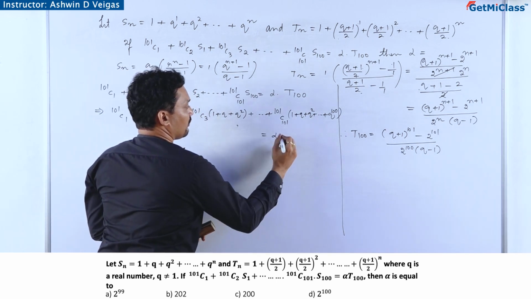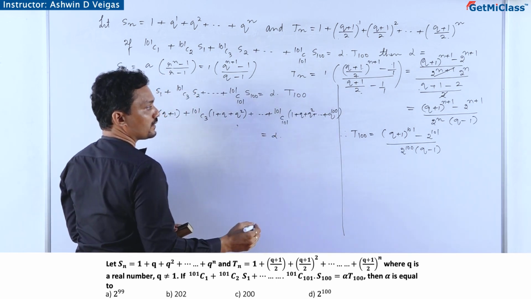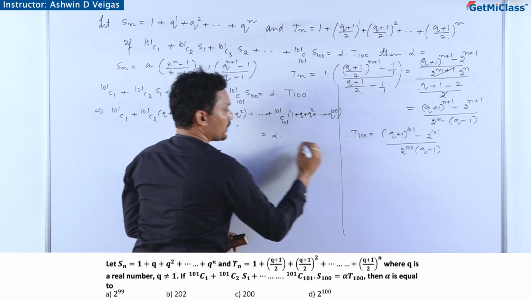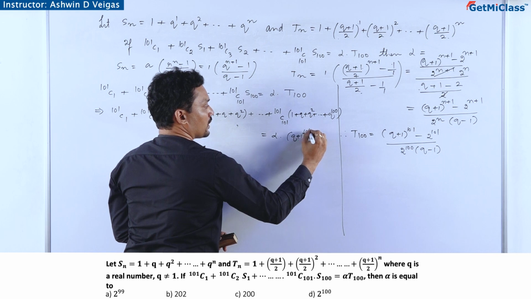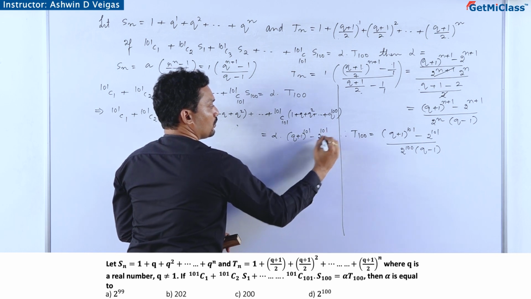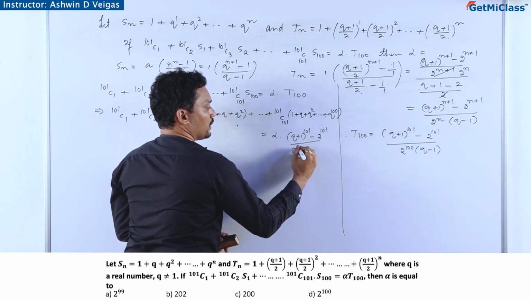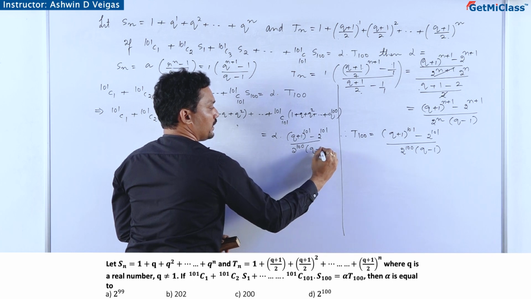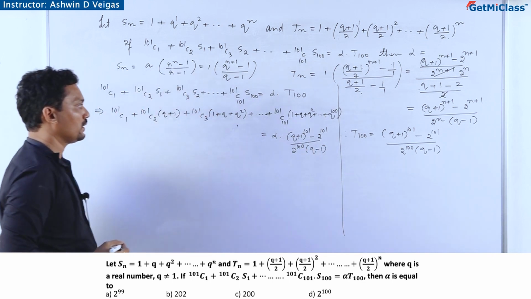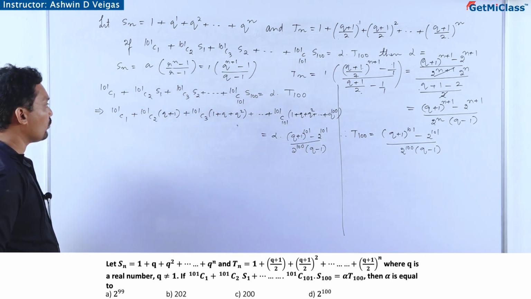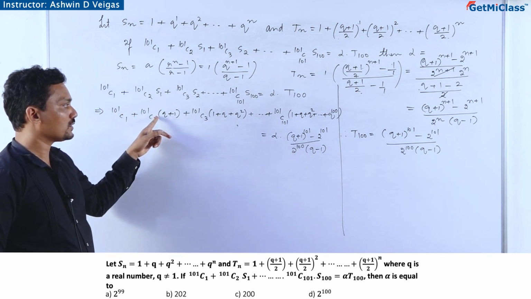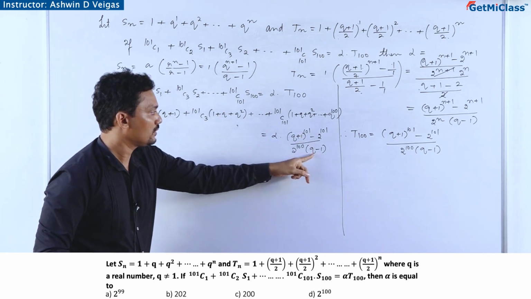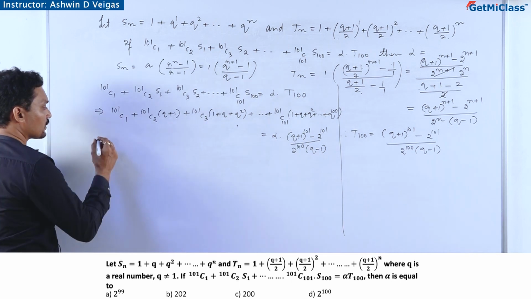That is equal to alpha into, now T suffix 100 I will just copy from here. So it is (q plus 1) power 101 minus 2 power 101 divided by 2 power 100 into (q minus 1). Now what I will do is, this q minus 1, which is on the right side, I will cross multiply to the left side.